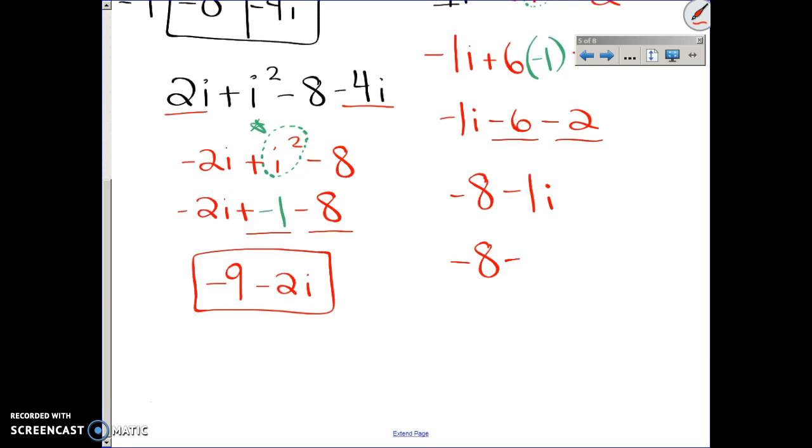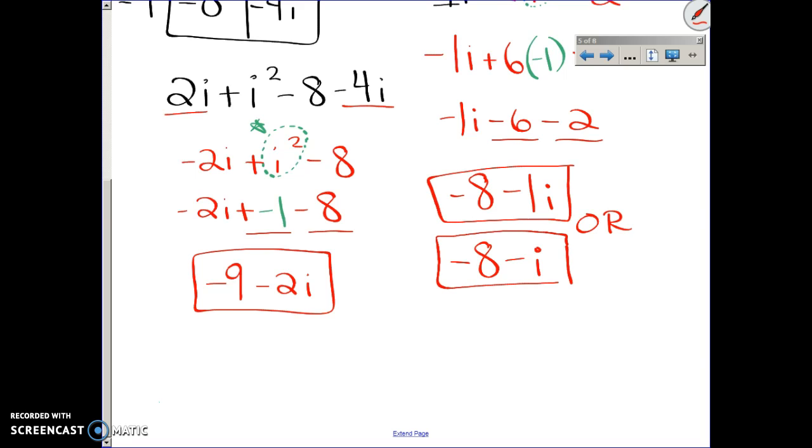So if you want, you can make it look like this. You think that looks prettier? Doesn't really matter. They're both equally correct. I personally prefer the second one because I don't like having the 1i. I think it looks weird. But it's up to you. We will take it if you put the 1i. That's all right. Just make sure you keep the sign the same and that you put the negative 8 out in front. Okay, pause here so that you can copy if you need to.